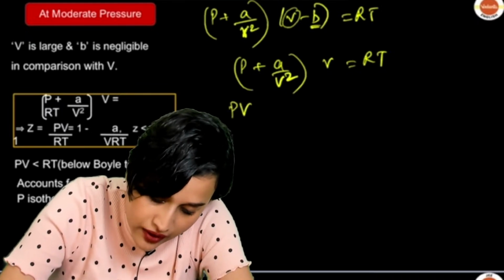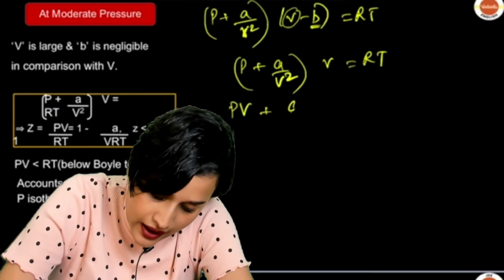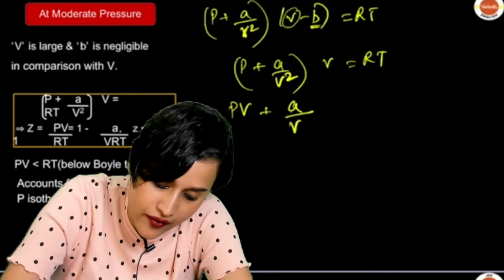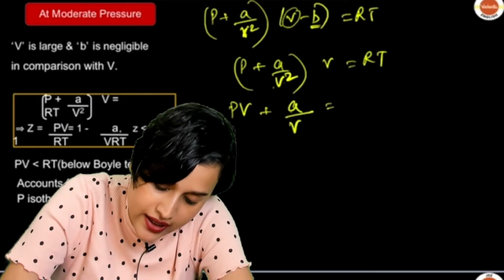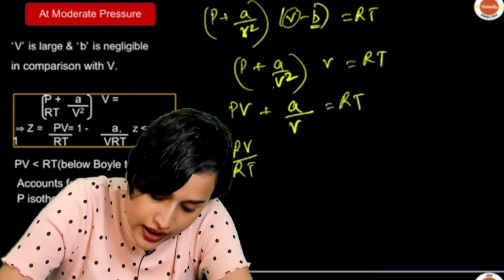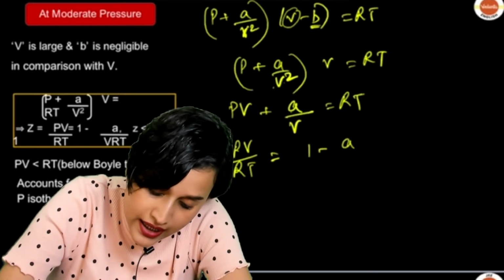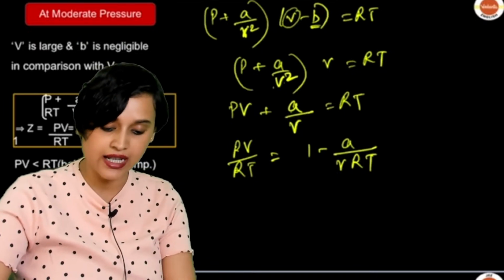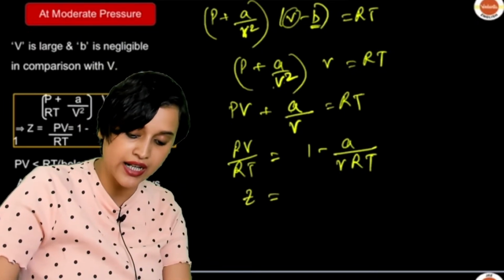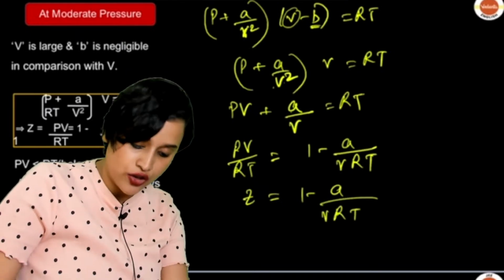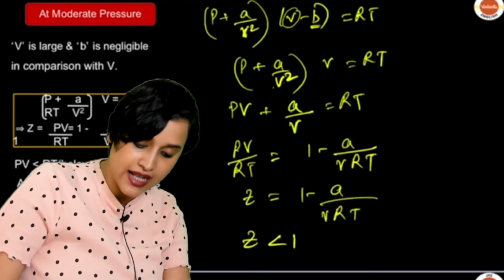So it will become PV plus A by V, because V square multiplied with V, right, is equal to RT. So PV by RT is equal to 1 minus A by VRT. Yes. And this is equal to Z. So Z is equal to 1 minus A by VRT. So definitely Z is lesser than 1.